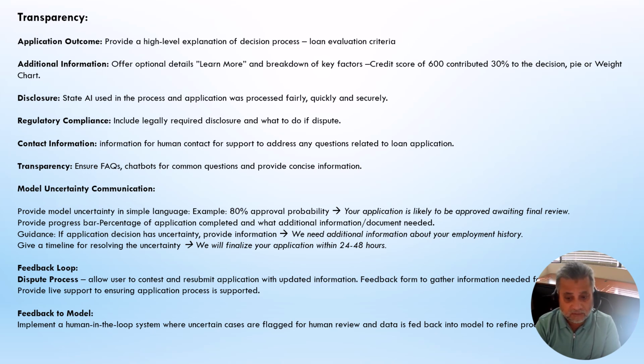We can also tell them, for example, that your credit score of 600 has contributed 30% of the decision, shown by a weight chart. We also provide proper disclosure, AI related disclosure, regulatory compliance, and the contact information. For transparency, we provide FAQs, chatbots, and common questions answered, so that the user can view that.